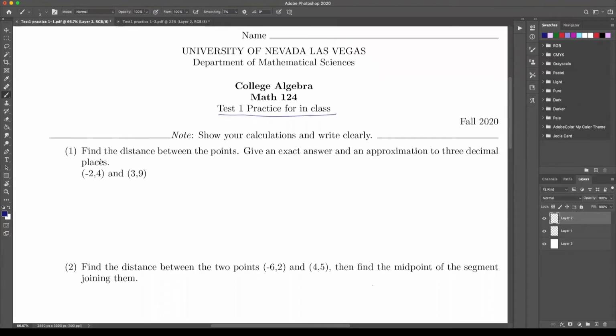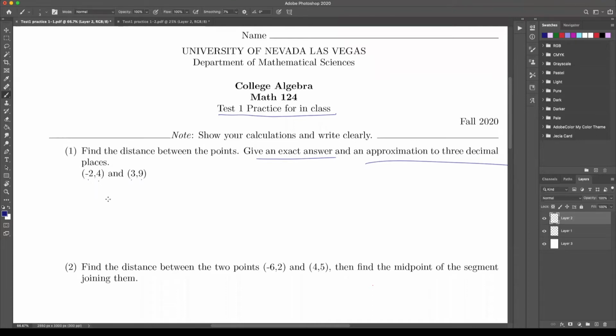All right, so the first thing we're going to do is find the distance between the points (-2, 4) and (3, 8). Find the exact answer and give the approximate to 3 decimal places. So this is exactly what your computer is going to ask you to do this time. And so that's what we're going to do. So we'll give both answers.